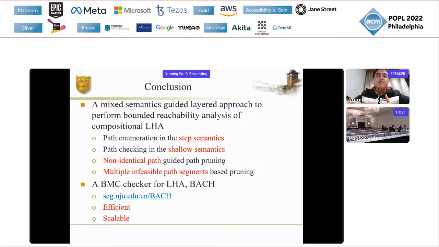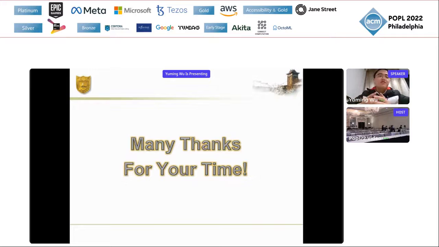The experimental data showed that with the help of our mixed semantics guided layered BMC approach, BACH outperforms state-of-the-art CLHA reachability verification tools in the aspects of efficiency and scalability substantially. That's all. Thank you for listening.